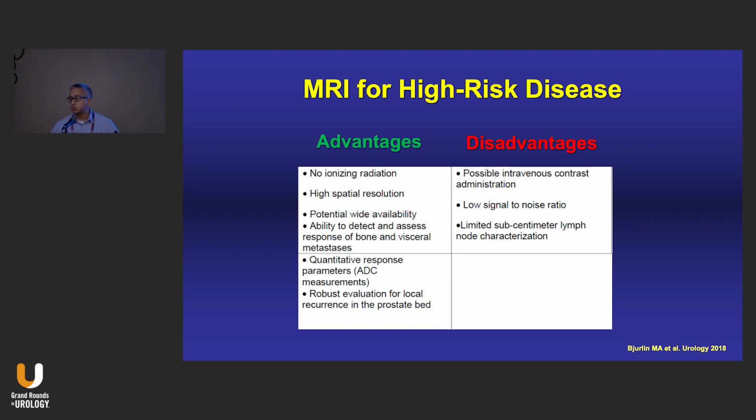What's the disadvantage? Look, patients have to sit in the machine for a long time. It's about 45 to 60 minutes. Claustrophobia may be an issue. And again, I'm going to go back to this concept that characterization of sub-centimeter lymph nodes on axial conventional imaging is limited.